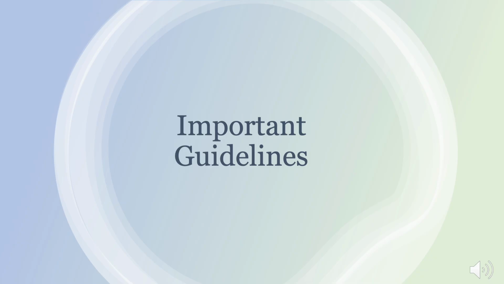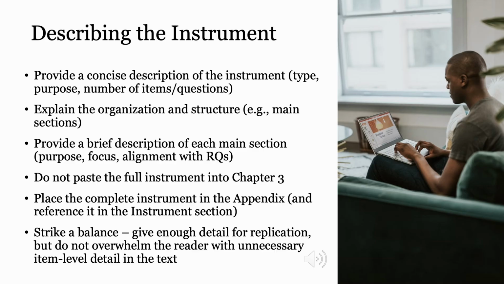Over the next few slides, we will cover best practices for writing this section of Chapter 3 and highlight common mistakes to avoid. Describing your instrument is one of the central aspects of this section. When explaining your instrument, focus on giving the reader a clear and structured overview by mentioning the type of instrument, its purpose, and how many items or questions it includes. If your instrument has multiple sections, explain what each section covers and how it ties to your research questions.